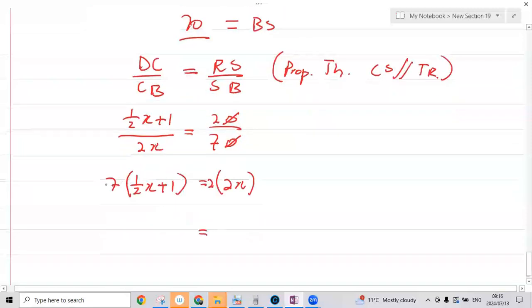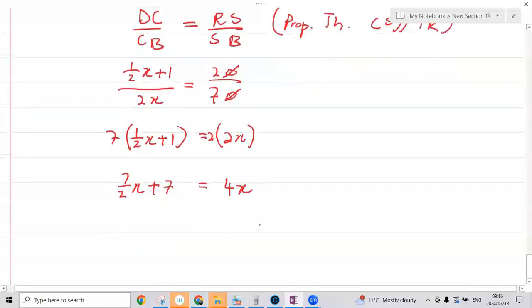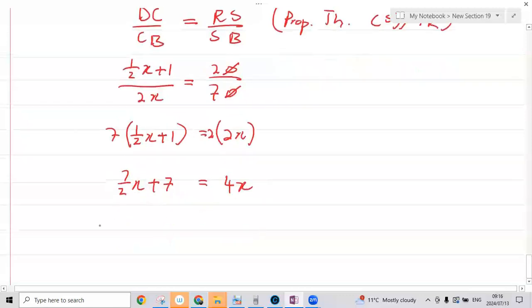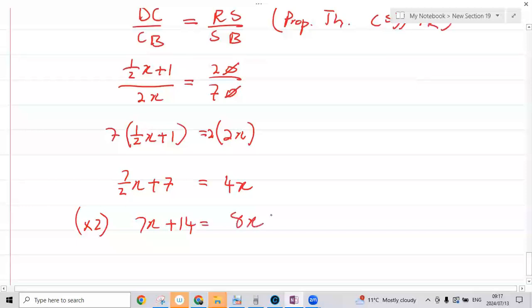So we're going to get 7. So take 7 into the brackets. That'll be 7 over 2X plus 7. 2 times 2X is 4X. So if I multiply everything by 2, I'll get 7X plus 14 equals 8X.